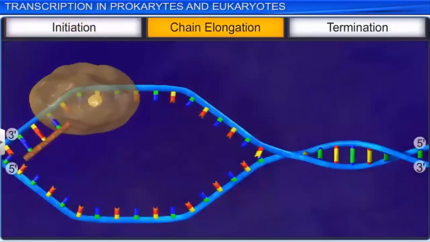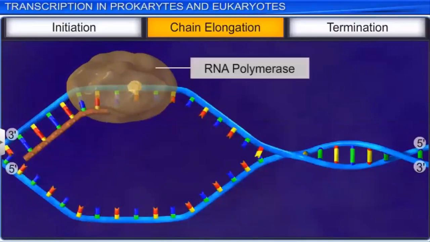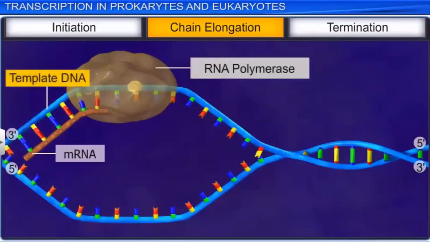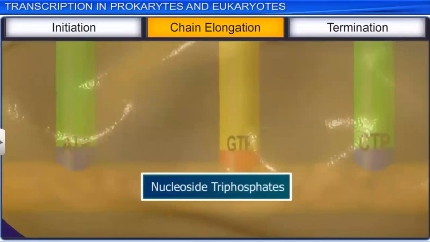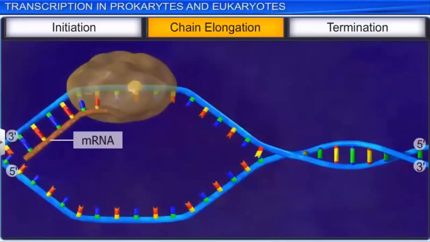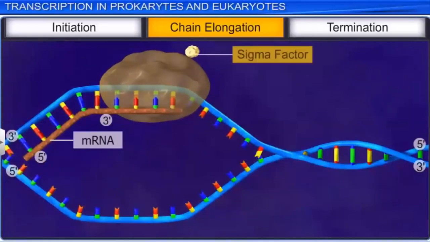Now, the second stage of transcription, called elongation, begins. In this stage, the RNA polymerase builds a strand of RNA using one of the DNA strands as a template. RNA polymerase uses nucleoside triphosphates as substrates and polymerizes using the law of complementarity. This RNA chain growth takes place in 5' to 3' direction. After chain elongation commences, the sigma factor dissociates from the RNA polymerase and can be reused.